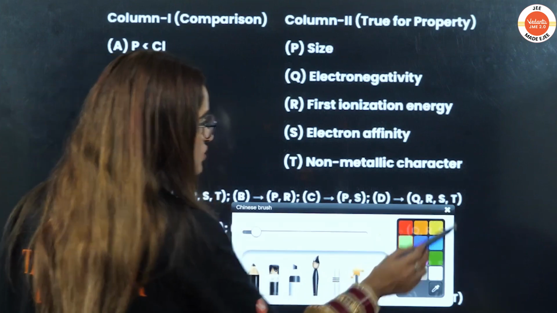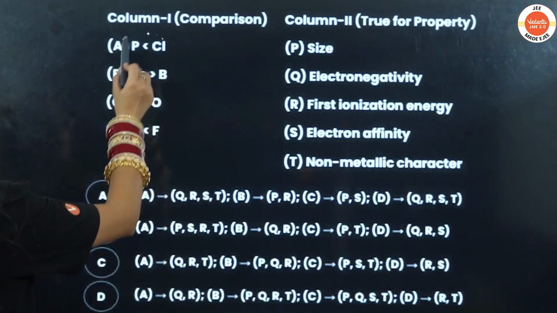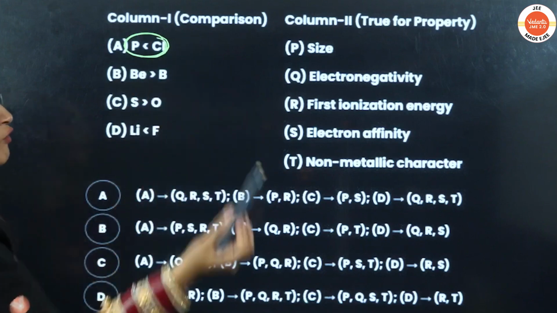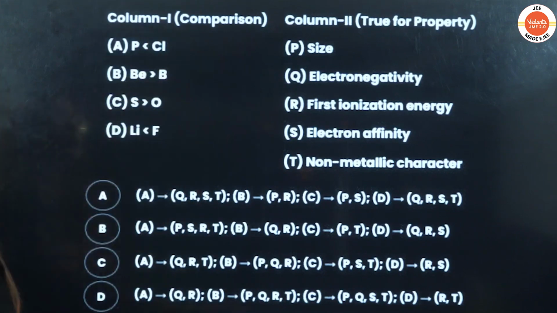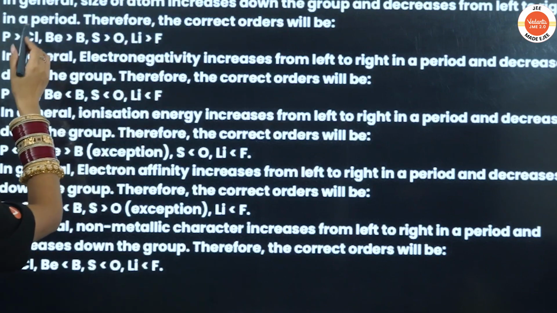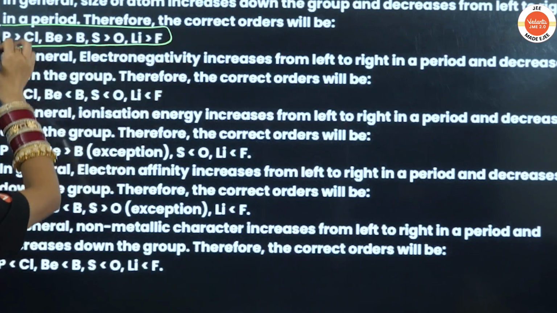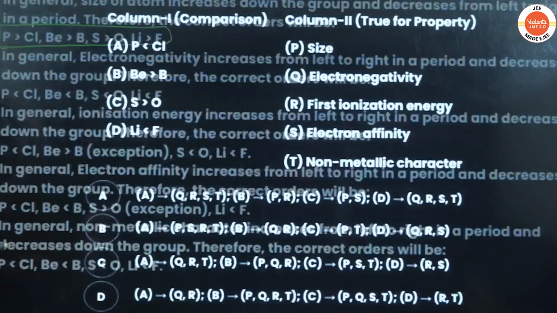Last question of today, beta, is match the following. Again, an interesting question. A lot of brain you have to use here. Like P and Cl, which of the following properties are correct? Okay, so I'll directly jump to the answer here. Let us see all the properties here. In general, size of the atom increases. Now, we know that according to size, P is greater than Cl, right?